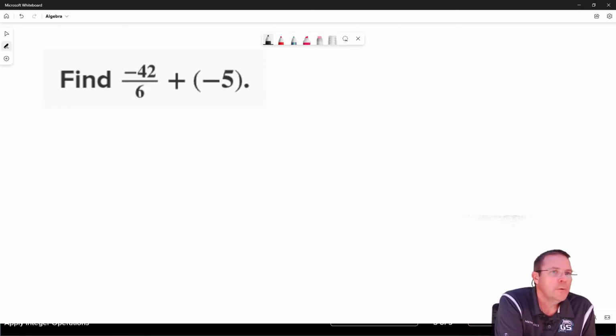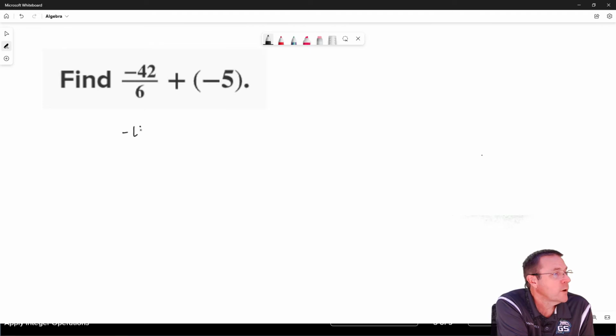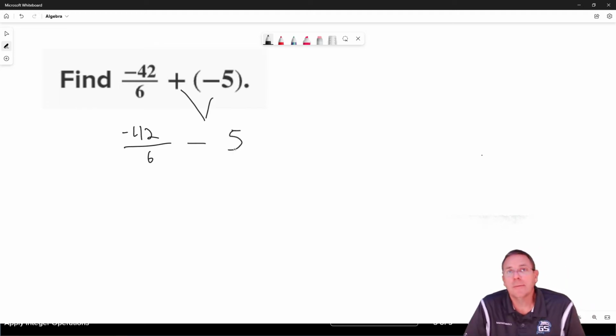If it was me doing it, the first thing I would do is make the ugly problem pretty, because I just don't like ugly problems. So I'm going to start off leaving the -42 divided by 6 alone, and I'm going to say positive times the negative is a negative, and that's going to be this problem right here. You could save that for the next step if you wanted to, but I would personally do that first.